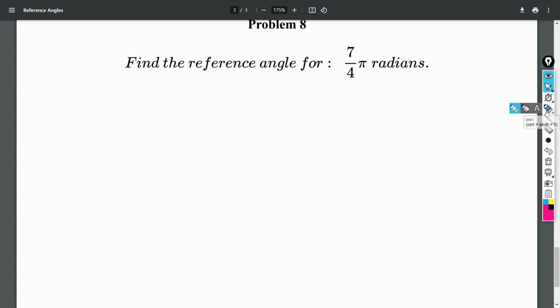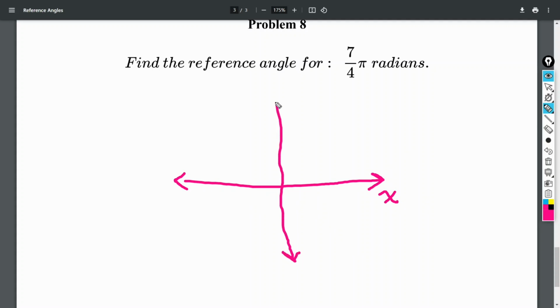Okay, so let's look at this last one here. We want to find the reference angle for 7 pi fourths radians. So draw it out as always. So we have our x-axis, our y-axis here. We start at 0 radians. We go to pi over 2 radians here. 1 pi radian here. 3 pi over 2 here, and then 2 pi here. Okay, and 7 pi over 4.